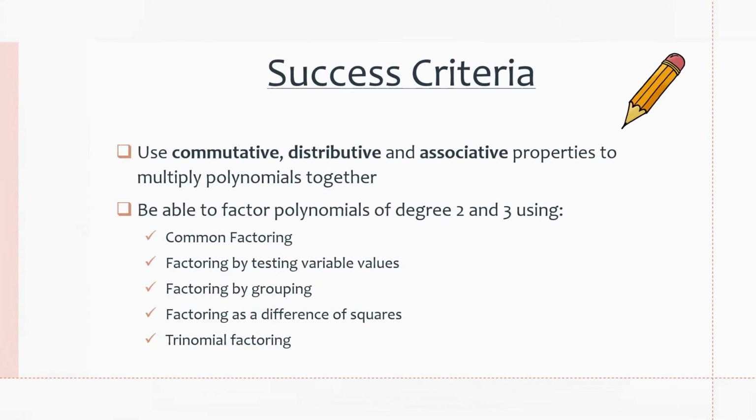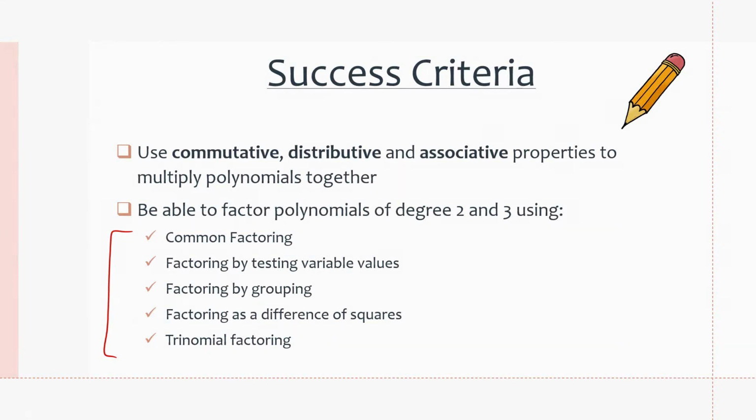Moving on to the success criteria for this lesson, we will learn how to multiply polynomials using the commutative, distributive, and associative properties. And then we will go on to some factoring of polynomials using these methods that you see on the screen. We will do common factoring, factoring by testing variable values, factoring by grouping, factoring as a difference of squares, and finally trinomial factoring.